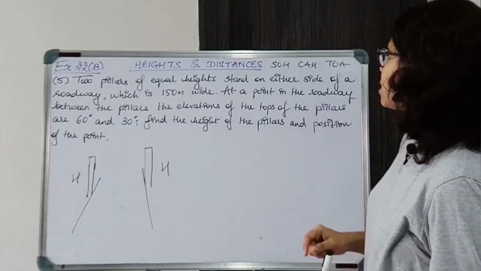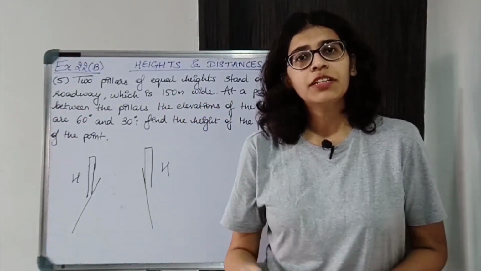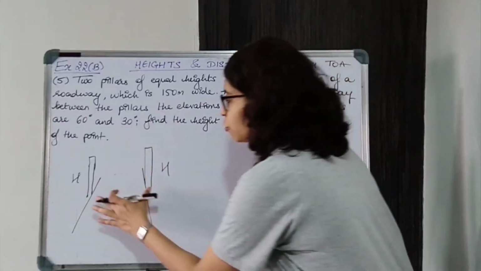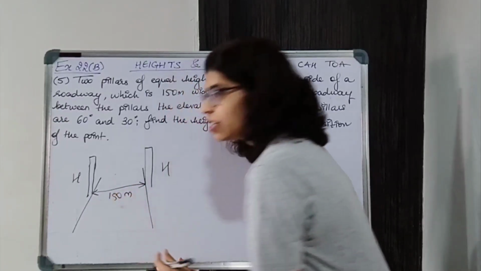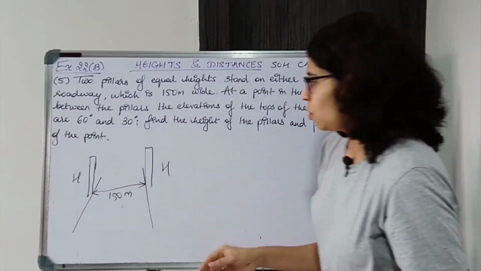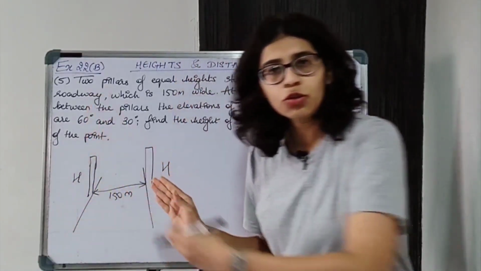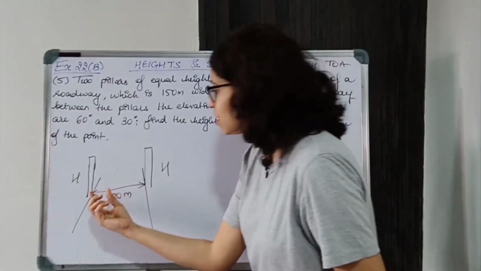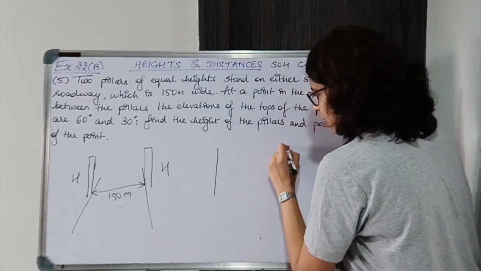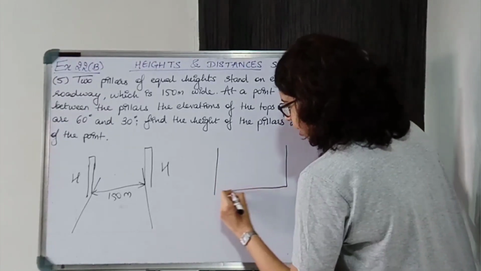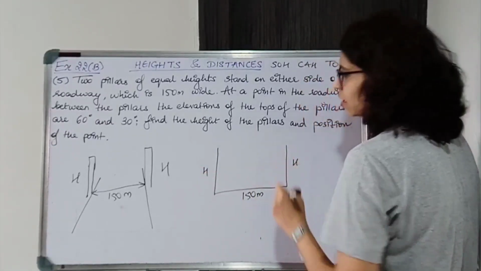Two pillars of equal height stand on either side of a roadway which is 150 meters wide. What is 150 meters wide? Roadway is 150 meters wide. So the width of the road is given, okay, this much broad. So it is 150 meters wide. Now, width of roadway, that is road is in between the two pillars. So basically this is the distance between the two pillars. There is one pillar, there is another pillar, and in between there is this road which is 150 meters wide, and the height of the two pillars is h.